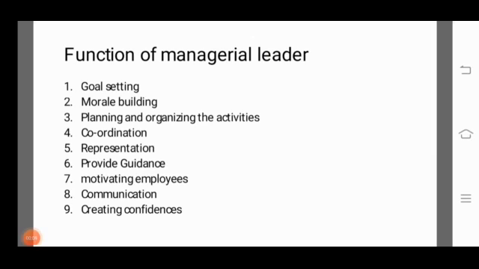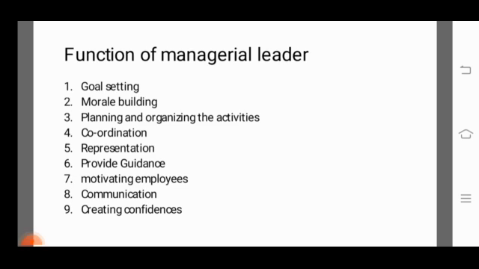In today's lecture, we will be totally discussing the functions of a managerial leader. As we all know, a leader leads, directs, and guides all the members of a team and integrates their efforts for the achievement of organizational goals. A managerial leader has to perform a number of functions.